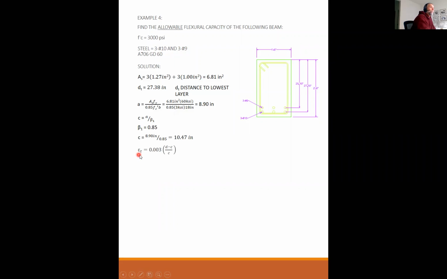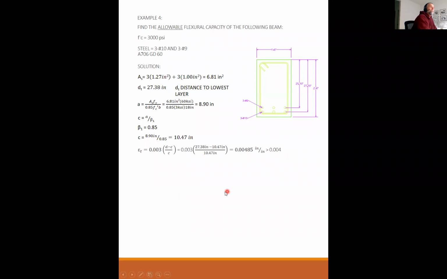Epsilon sub t, here's the same equation. I plug in dT, not d, but dT. dT is 27.38 minus 10.47, over 10.47. I get 0.0485. Notice this is between 0.04 and 0.05, so this is that transition area.